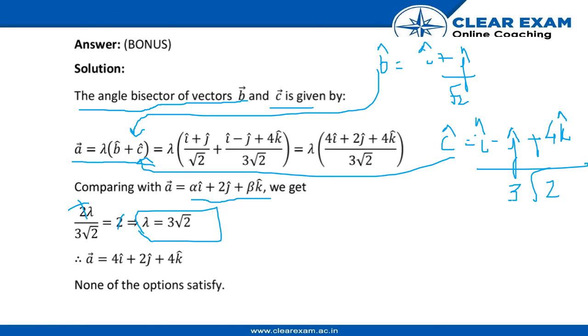And after putting the values, A vector comes out to be 4i cap plus 2j cap plus 4k cap. And the thing about this question is none of the options satisfy this equation. That's why it was given as a bonus.